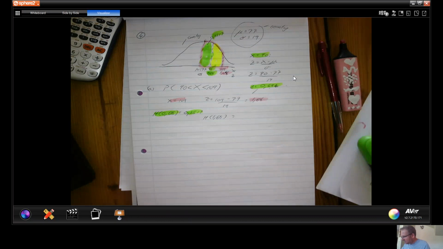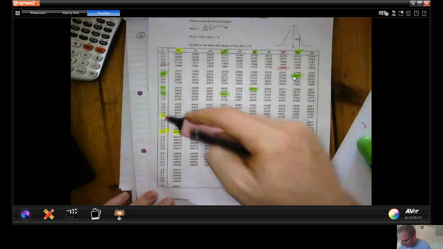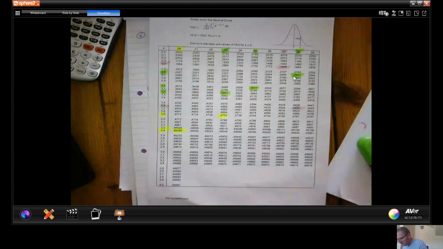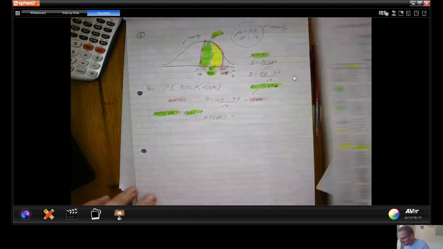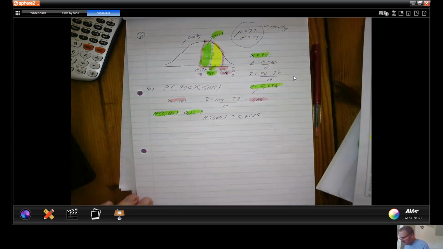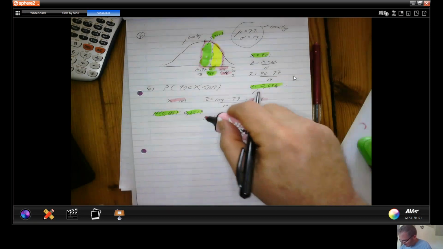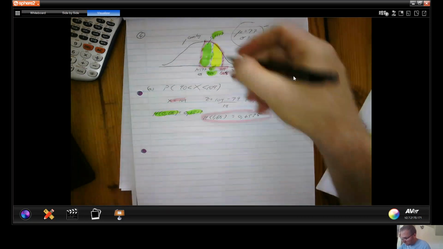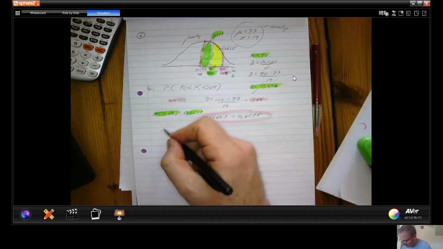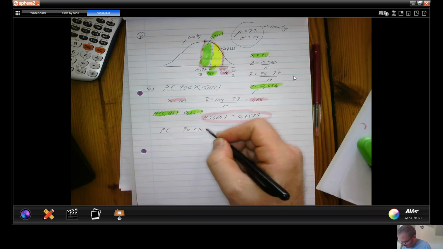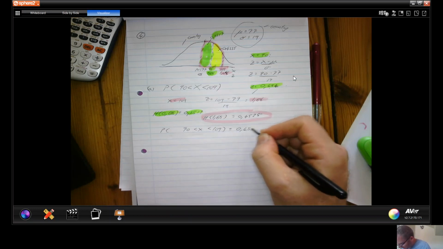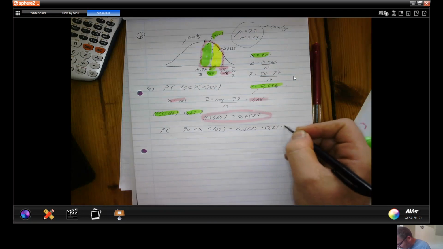I look up H of 1.68. There's 1.6, and there's 8. H of 1.68 is going to be 0.4535. So the area bounded in pink is 0.4535. So how do I find the area that we want? The probability that X lies between 90 and 109 is going to be equal to 0.4535 minus 0.2517.